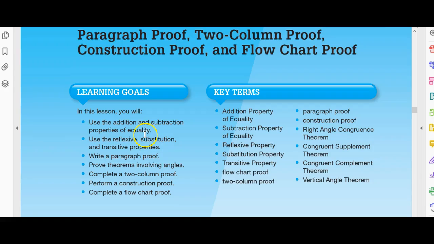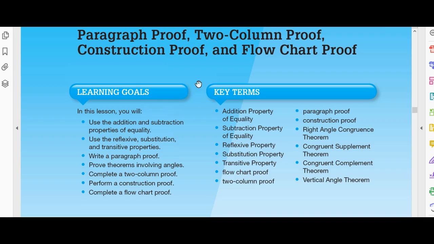Okay, so today we're getting deeper into proof, and we're learning more tools that we have available to us. Yesterday we started talking about how we have the postulates. That was the linear pair postulate, the segment addition postulate, and the angle addition postulate. And those should be listed on your proof tools that you're keeping a list of.